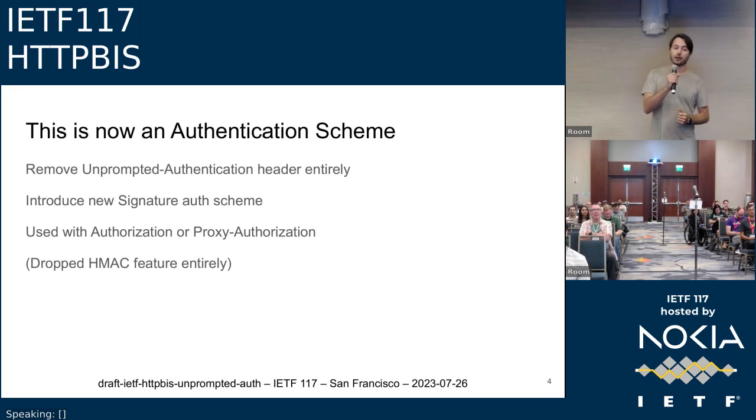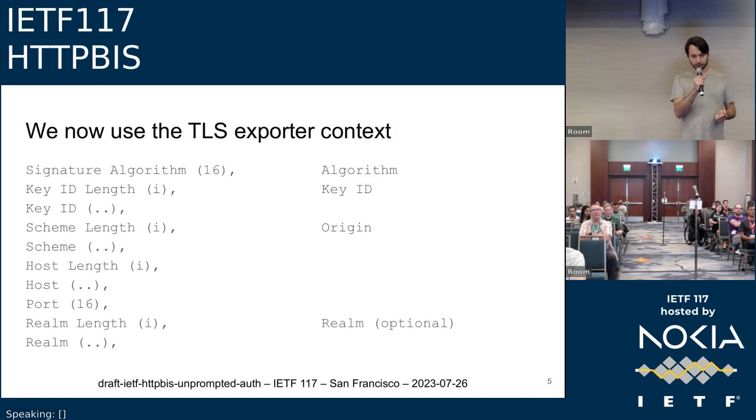All right, what changed? Before, this used to be a separate brand new unprompted authentication header. This is now a regular HTTP authentication scheme. So it fits into the existing mechanisms that we have in HTTP. It's called signature, because I was feeling particularly inspired. And you can use it with authorization, with proxy authorization, and whatever other cool means we might end up designing for HTTP authentication. And we completely dropped the HMAC feature from the spec, because that was the feeling from the room last time, no one cared. Next slide.